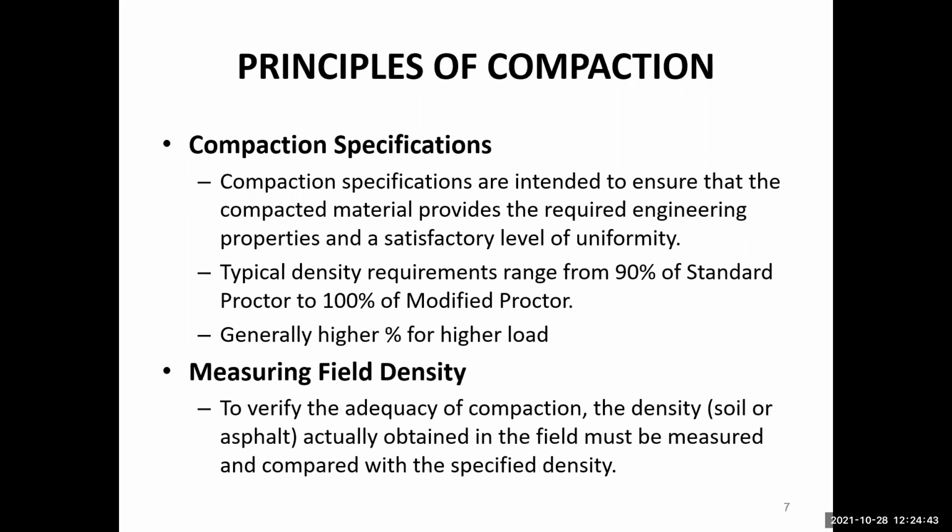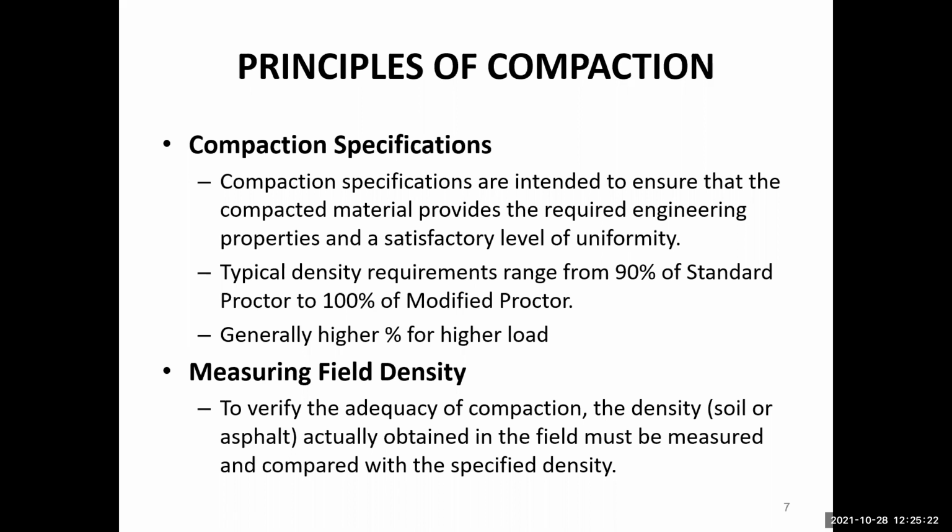Okay. So up to now, we have talked about measuring the density in the laboratory, but we also have methods for measuring the field density as well. To verify the adequacy of the compaction, the density that is actually obtained in the field, of the soil or asphalt, must be measured and compared with the specified density. So one thing is the specified density. That means this much density has to be achieved. The other is the measured density. That means this much density has already been achieved.